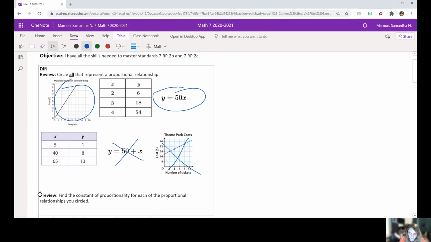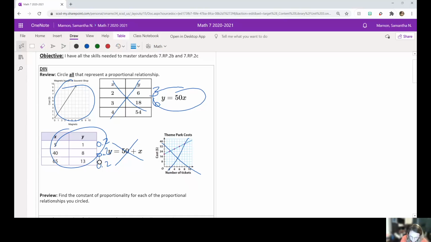For our tables, it's a couple more steps. We have to divide every y by every x and see if we get the same number. If we get the same number, it's proportional. So 6 divided by 2 is 3. 18 divided by 3 is 6. Since I already have different numbers, I know that this is not proportional. For this other table, we have 1 divided by 5. That's going to be 1/5, or 0.2. 8 divided by 40 is 1/5 or 0.2. And then 13 divided by 65 is also 0.2. So this is our proportional graph or table.